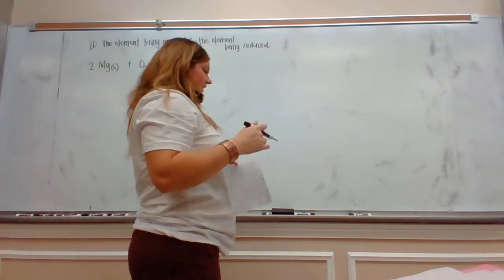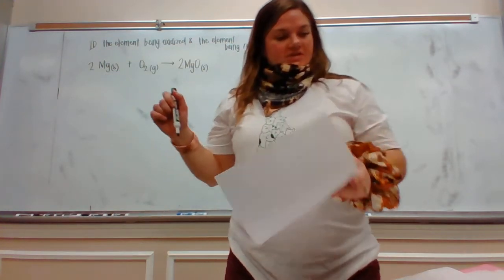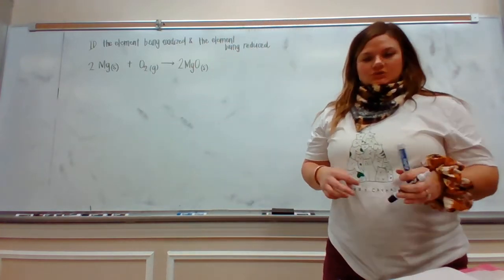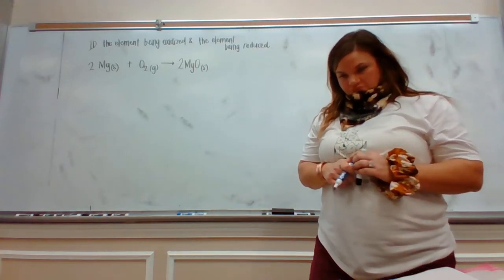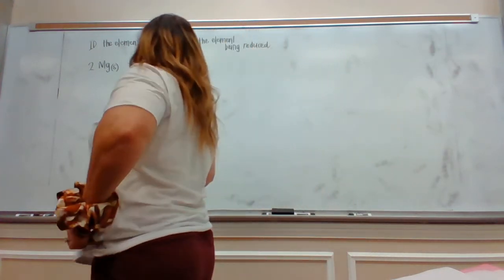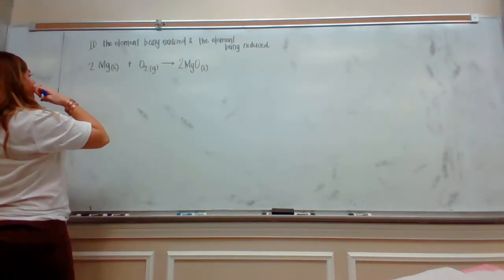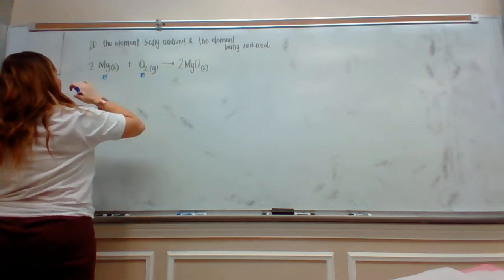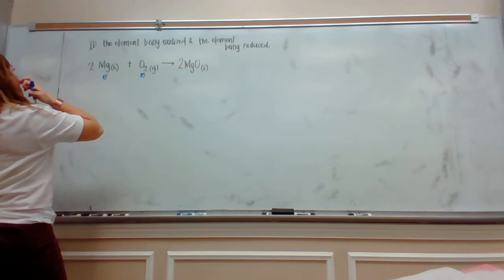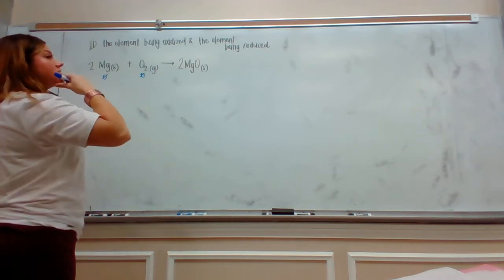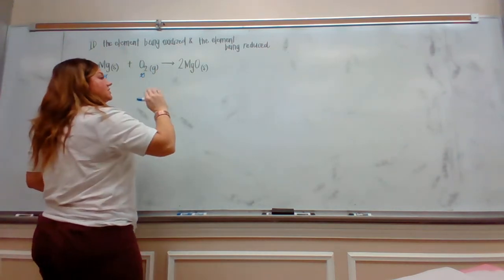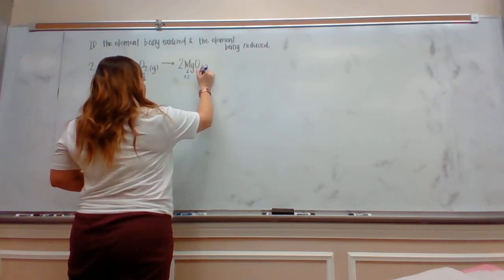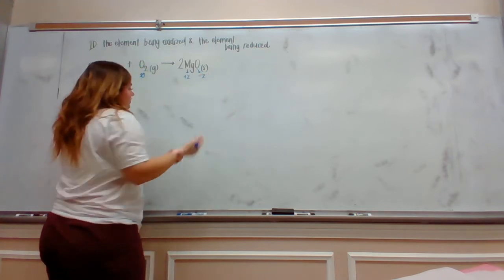Alright, let's just do a quick example of assigning oxidation states and then identifying who's being oxidized, who's being reduced. So both of our reactants are just single elements, so they have an oxidation state of 0. When I move over to my products, I have a group 2 metal, so they always have a +2. Oxygen then would have to have a -2, which it normally has anyway.